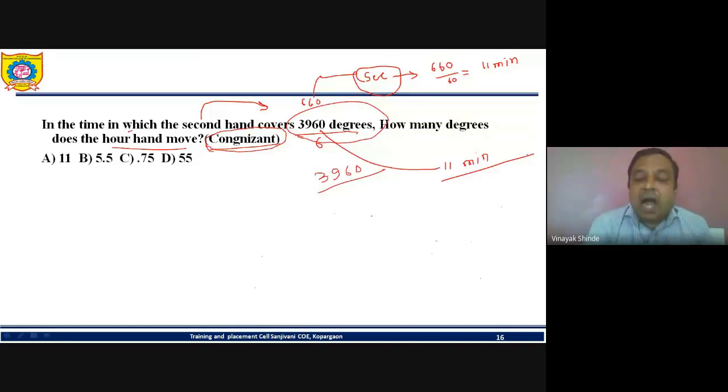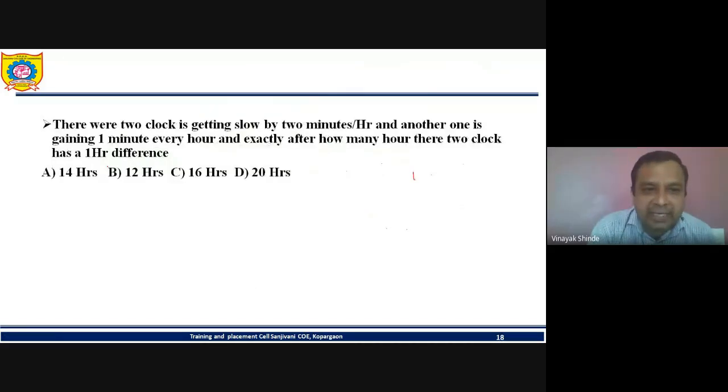So in 1 minute, our hand travels 0.5 degree. In 11 minutes, how much is the movement of our hand? 11 into 1 by 2, it is 5.5. 5.5 is the right answer. Option number B is right. Okay, go for next.